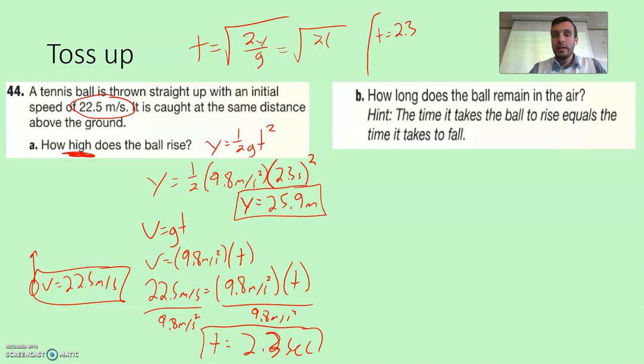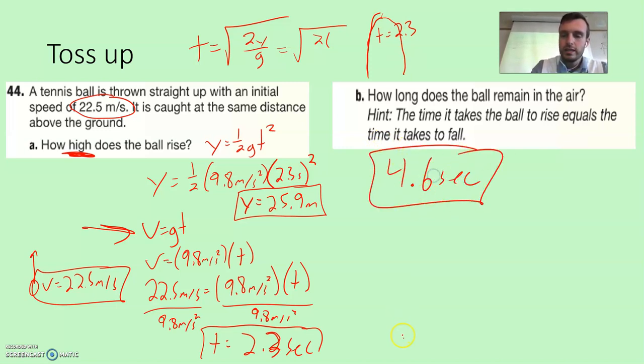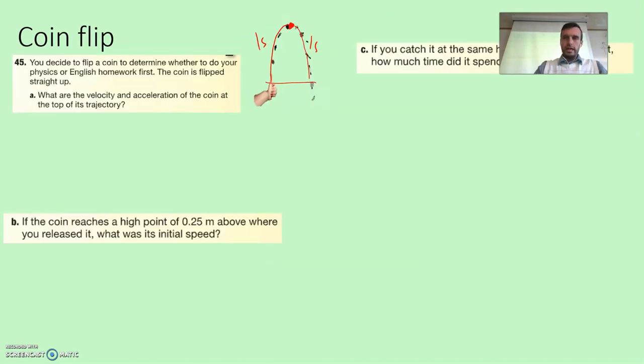How long does the ball remain in the air? Hint, the time it takes the ball to rise equals the time it takes to fall. So we used our free fall equation, v equals gt, to solve for time, and we know that it takes 2.3 seconds to go up. Well, how long does it take to go down then? 2.3 seconds. And if we add those two together, we get 4.6 seconds for our final answer. The symmetry of going up and coming back down allows us to figure that out, even just with the free fall time equation.